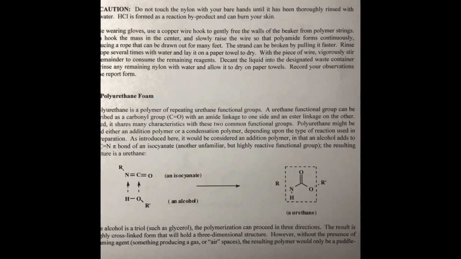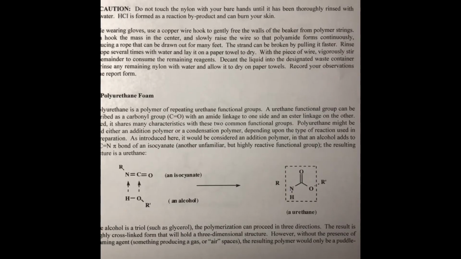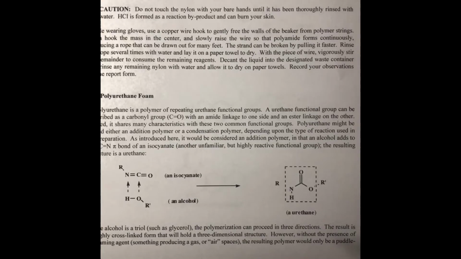Hello again, everybody. Part E is polyurethane foam. This is the kind of foam you see in the spray can that expands and fills crevices around the house. The chemistry behind making polyurethane foams is an addition polymer.